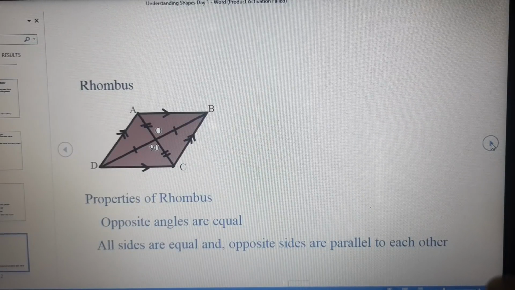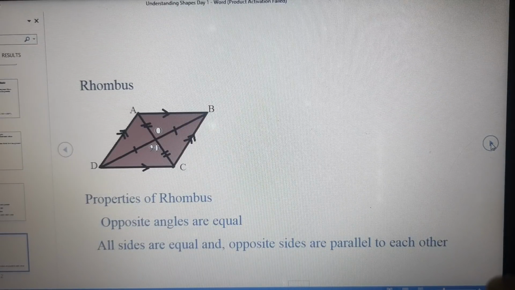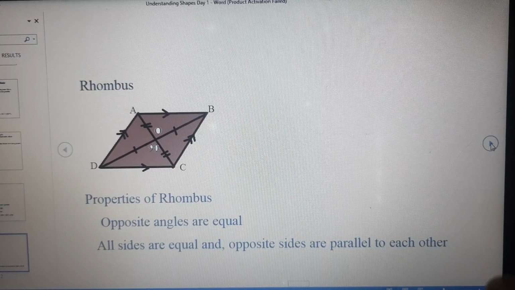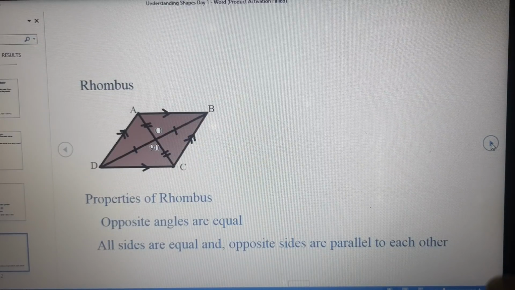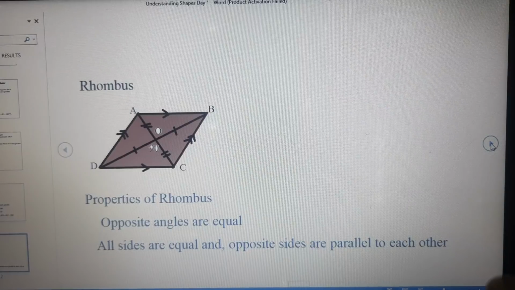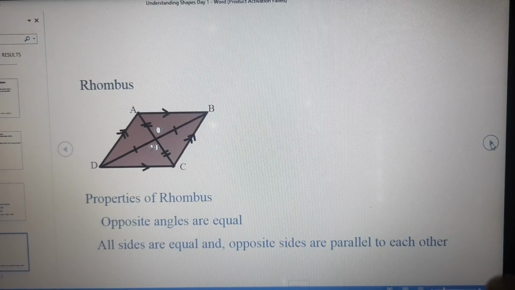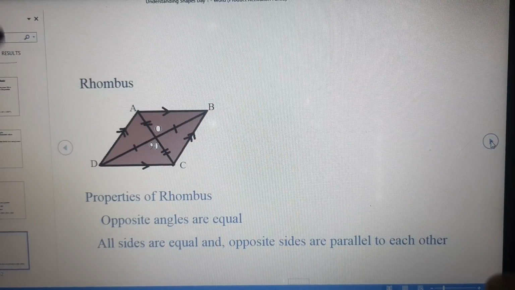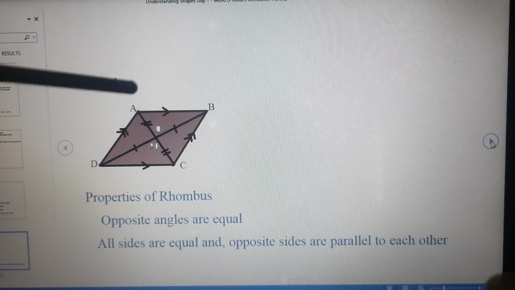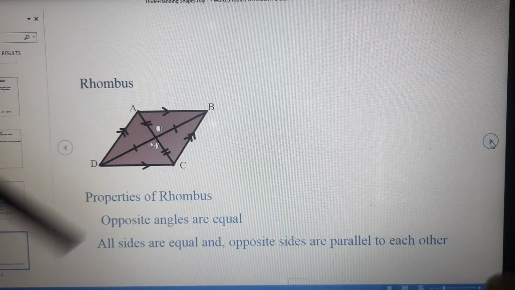Now moving on to another quadrilateral, that is a rhombus. Rhombus, it is like a square, but all four angles are not 90. Fine. So in a rhombus, all four sides are equal, opposite sides are parallel to each other. AB is parallel to CD, AD is parallel to BC.